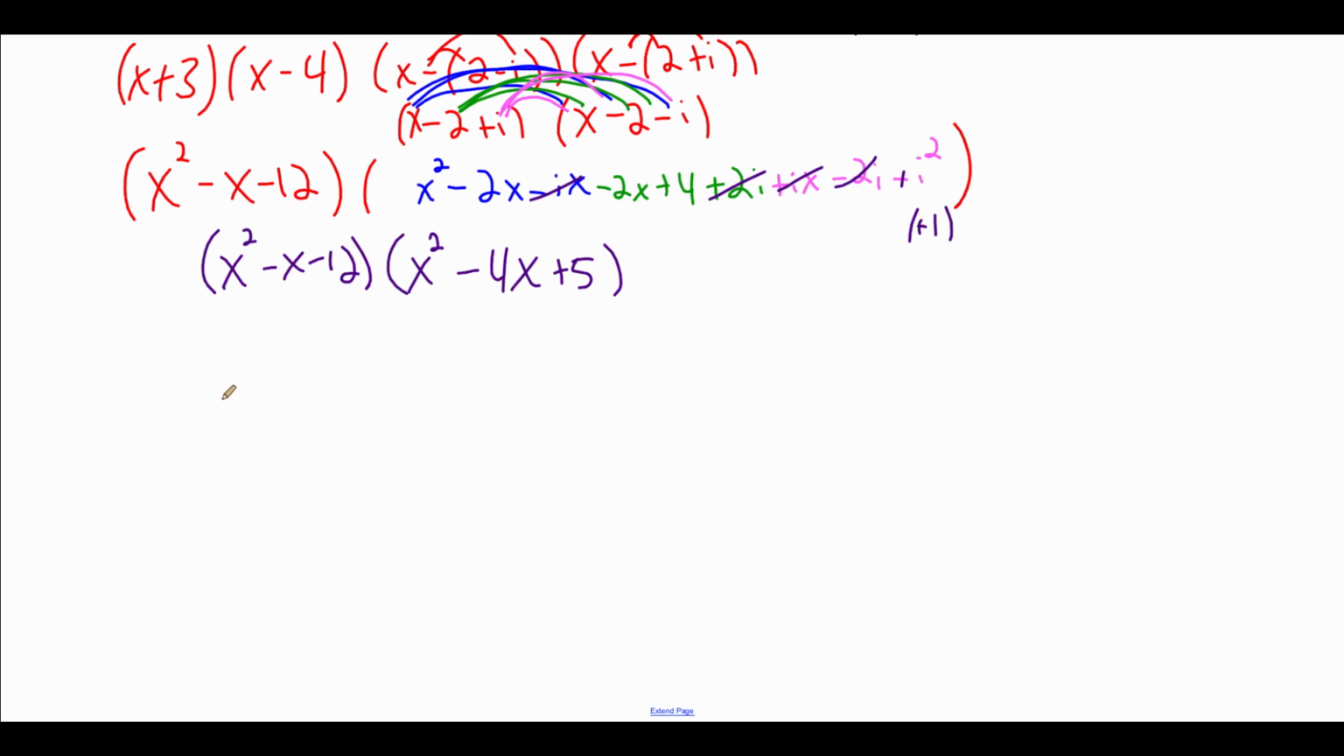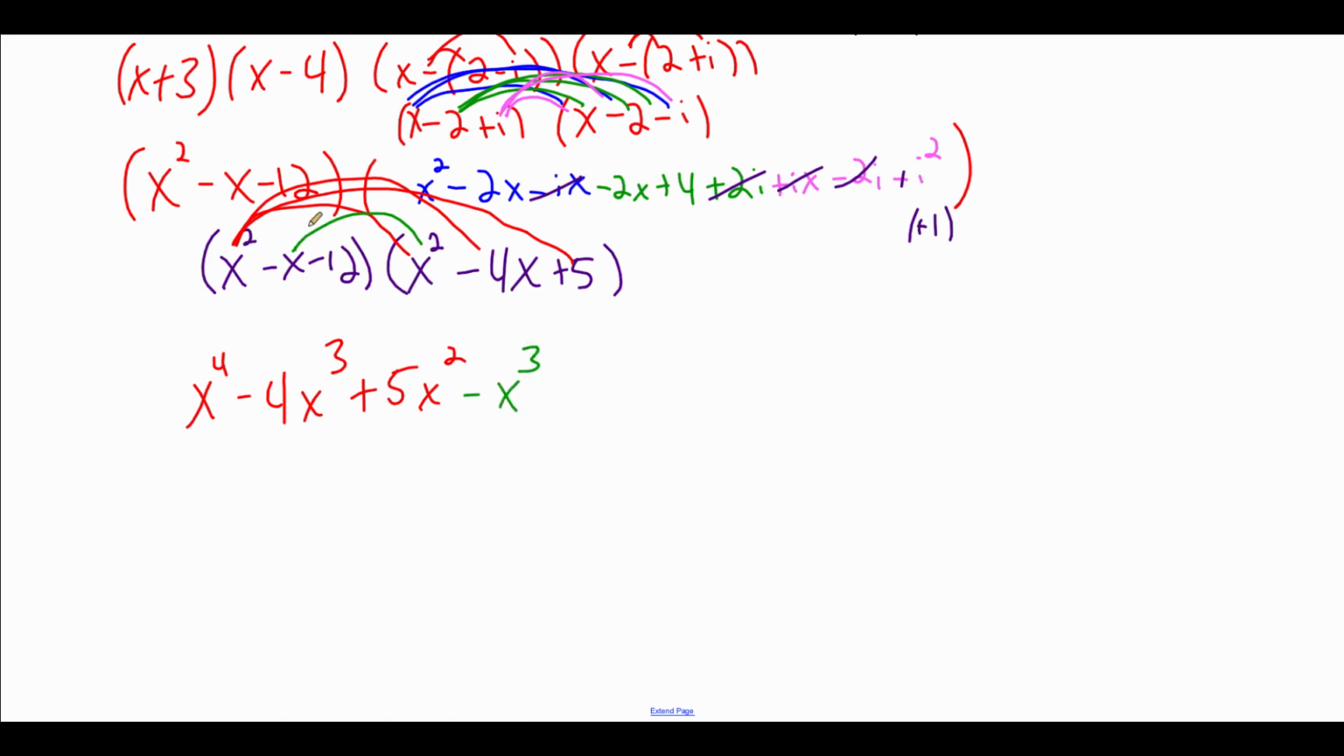But I'm not quite done because I've still got more distributive property to do. So I'm going to start by distributing this x squared. So x squared times x squared gives me x to the 4th. x squared times -4x is -4x cubed. And x squared times this plus 5 on the end is plus 5x squared. Then if I take the negative x and distribute it to the x squared, I'm going to get -x cubed. Negative x times -4x is positive 4x squared, and negative x times the plus 5 on the end is going to give me minus 5x.